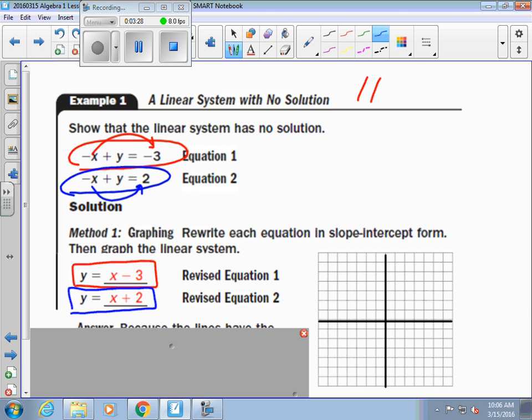The second thing you want to do is graph both of those equations. Both of them are very simple equations to graph. The first one, y equals x minus 3. You know to begin on your b value, negative 3. Remember, your b value is your y-intercept, on your y-axis at negative 1, 2, 3. That's where you begin right there.